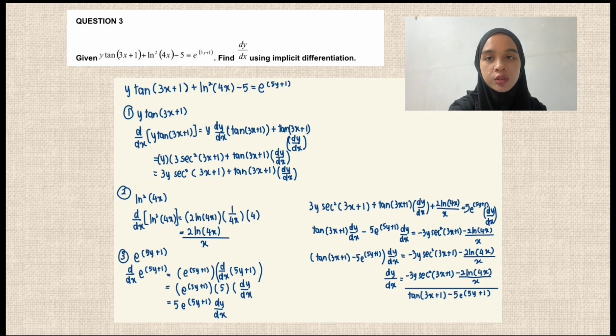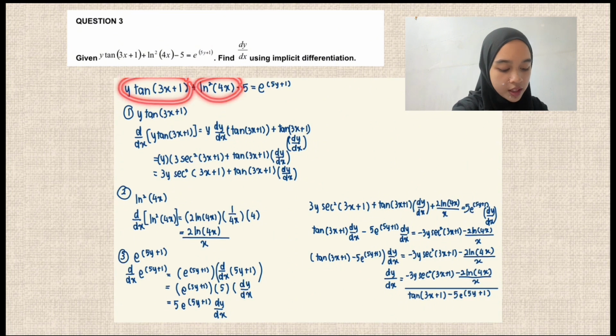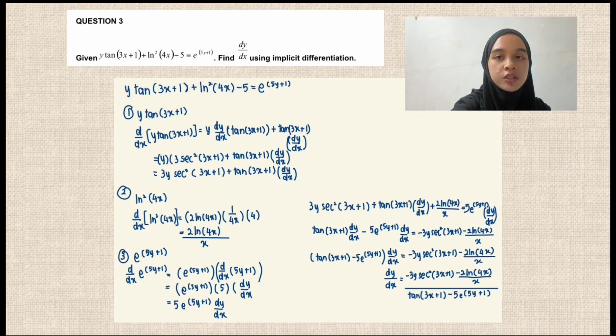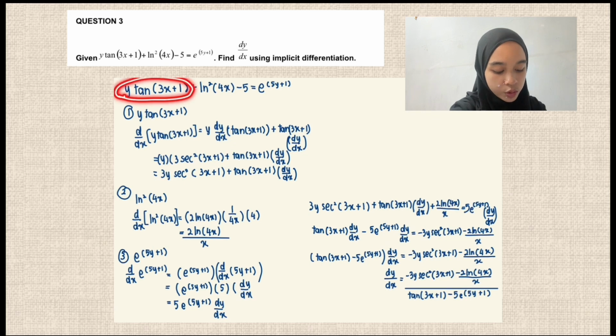So first we need to look at the left hand side. As we can see, we have three terms on the left side. This, and this. Okay, so on the right hand side we have an exponential function. So for the first step we will differentiate the first term, which is y times 3x plus 1.